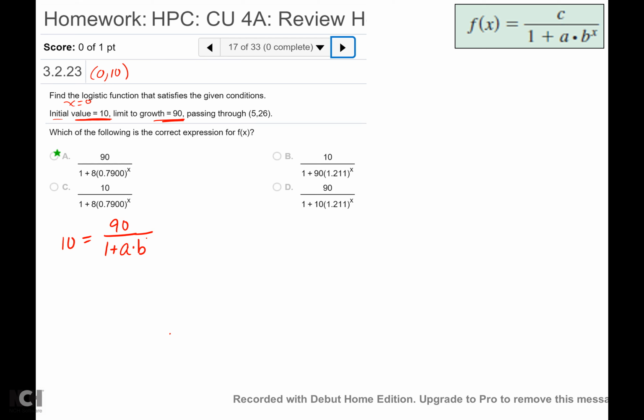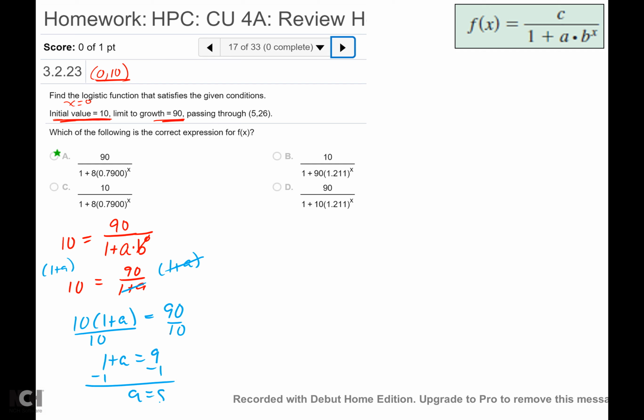Okay, so I'm going to make y 10, c 90, 1 plus A. I don't know A and I don't know B, but I'm going to use 0 for X because I'm plugging in the initial value. That would give me 10 equals 90 over 1 plus A, because B to the 0 is 1. Now if I am trying to get A alone, I'm going to multiply by 1 plus A. That gives me 10 times 1 plus A equals 90. Divide by 10: 1 plus A equals 9, minus 1, A equals 8. There's where that little sucker came from. All right, so there's my A.